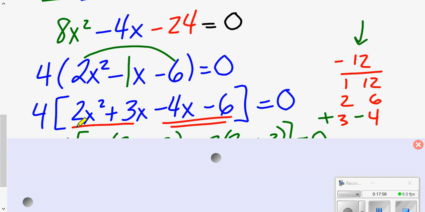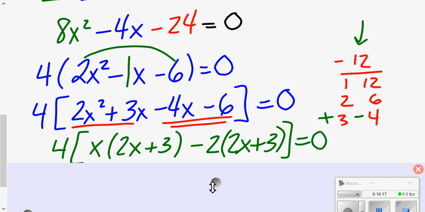Okay, if at any point you want to practice yourself, feel free to pause and try, and then come back and see how you did. So out of the first group, what would be my greatest common factor? Should be an x, leaving me with 2x plus 3 in parentheses. And if I want my other parentheses to also have 2x plus 3, I need to factor out negative 2.